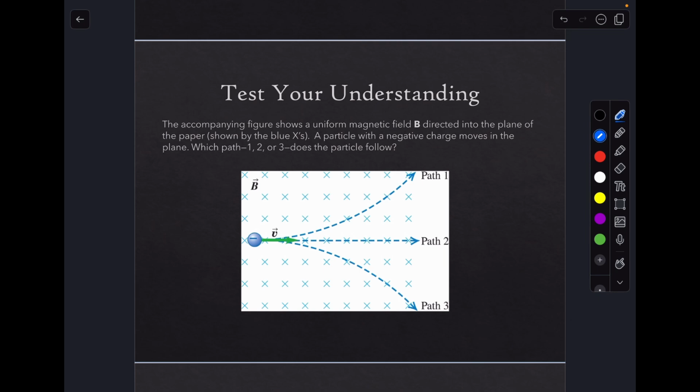So in this test your understanding, conceptual question, let's look at this situation and figure out what direction this negative charge would follow. In this picture, the magnetic field is denoted by these X's, which means that the magnetic field is pointing into the page. The particle is negative, so Q is negative, and it's moving to the right.